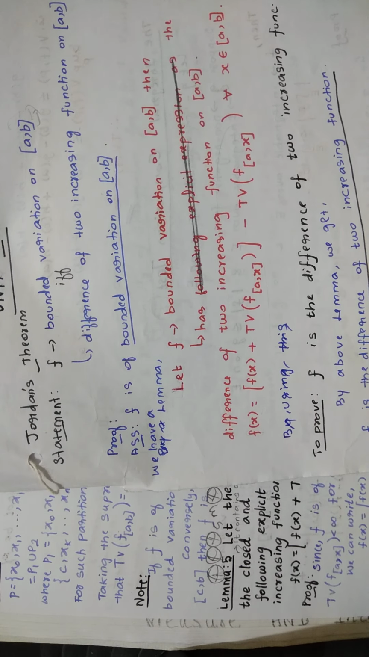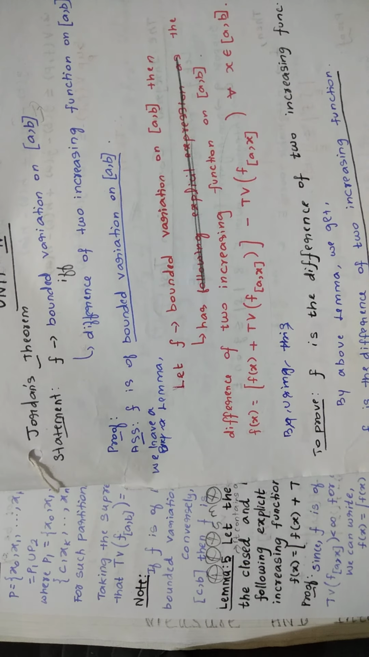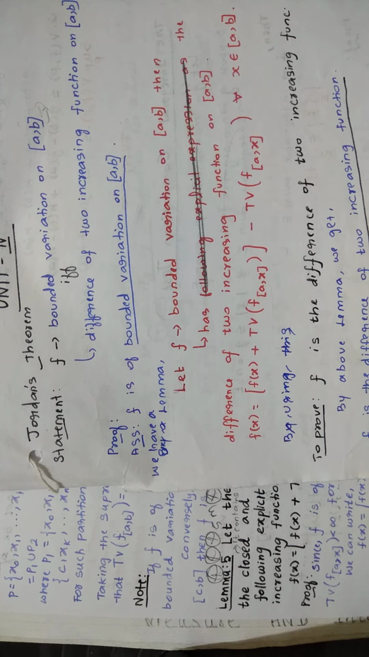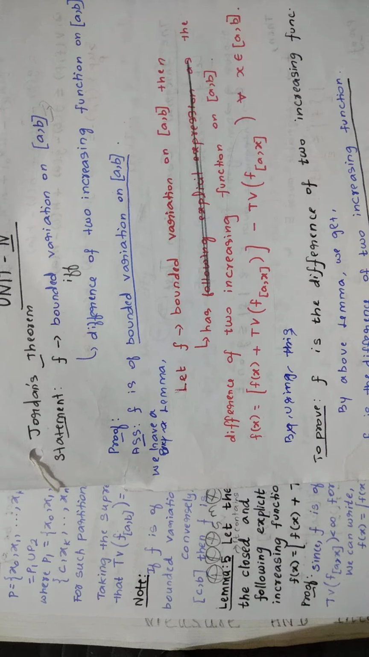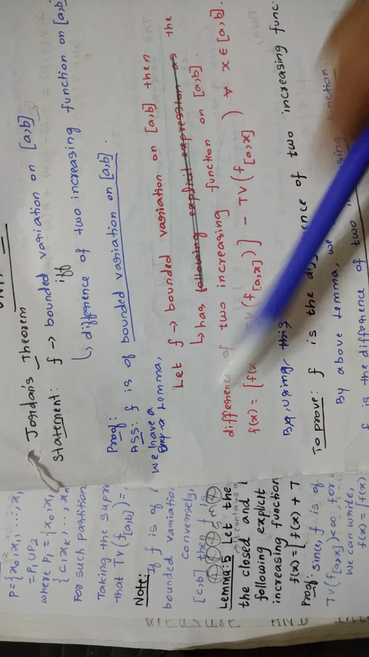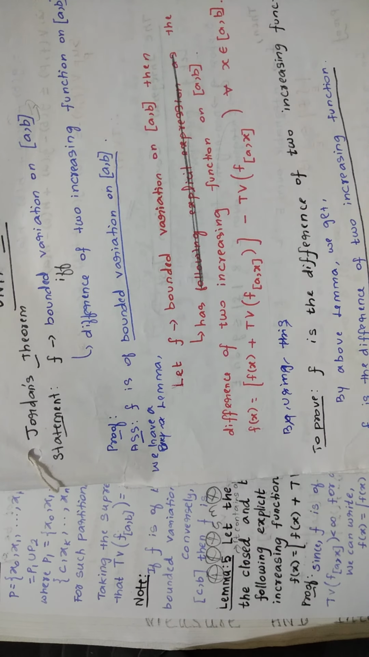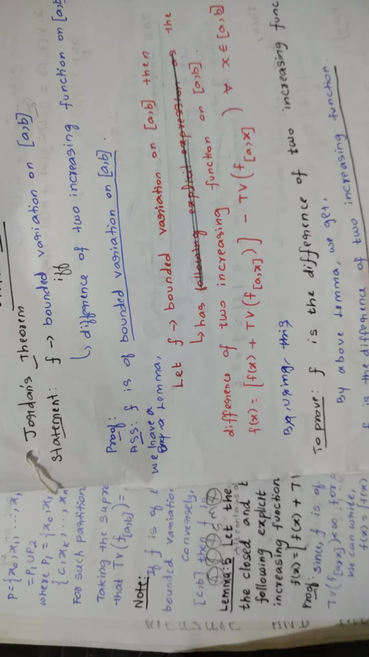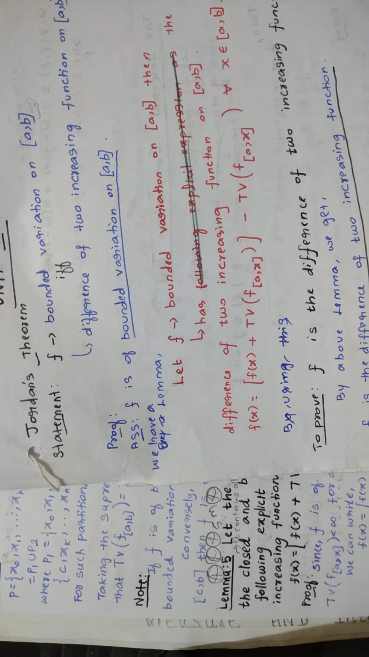Here you all know this statement is an if and only if statement. So we are assuming f is of bounded variation on closed interval a comma b. By assuming that, you will prove f is the difference of two increasing functions on closed interval a comma b. Before writing what is to be proved, in between you have a lemma, and you write the statement of that lemma. Let's see the statement of that lemma.